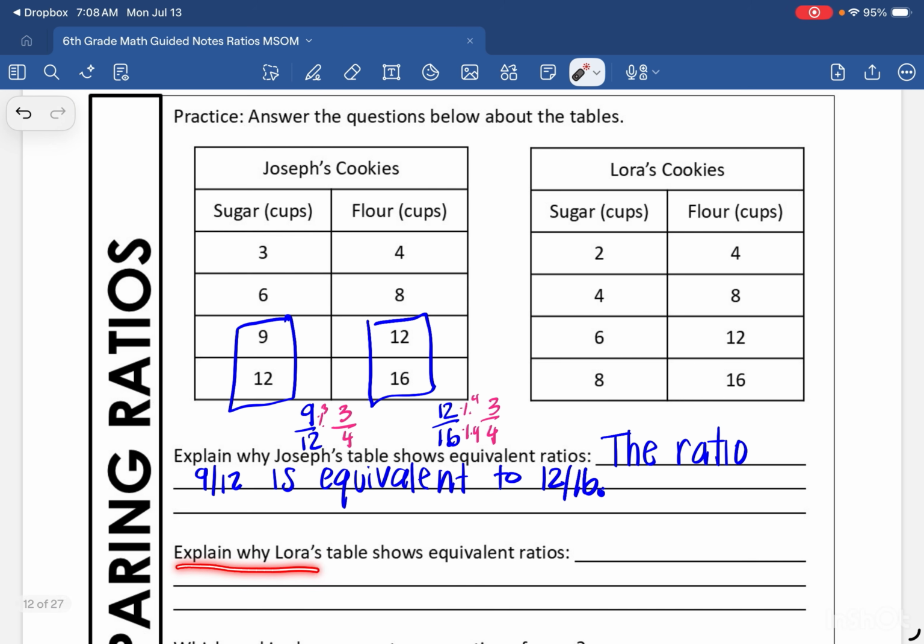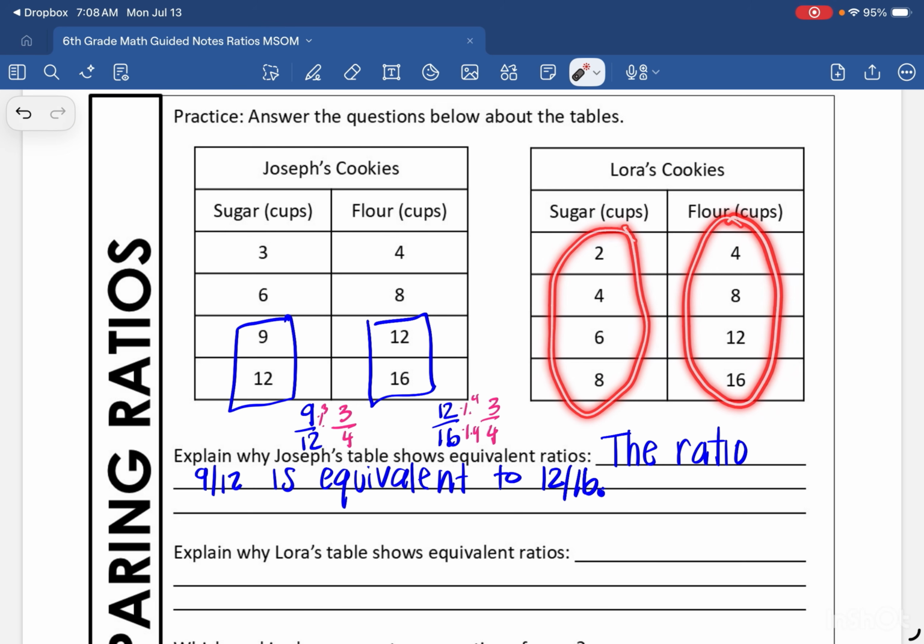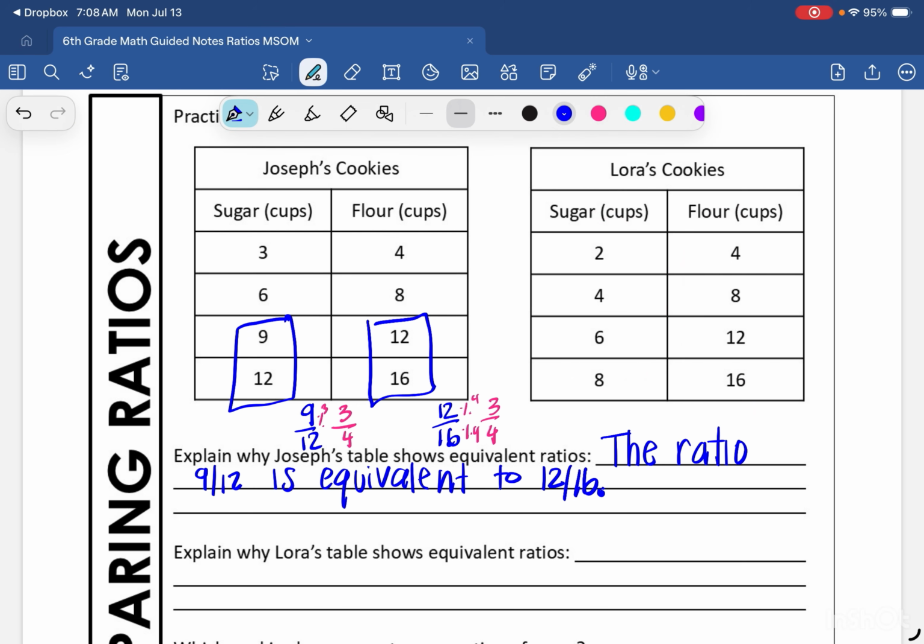Explain why Laura's table shows equivalent ratios. So again, I can reduce any ratios here. I can look for a multiplicative relationship going this way between the rows, or I can see if there's a multiplicative relationship going across between the numbers. I notice that this and this are multiplying by 2 the whole way down. So that shows that the table is equivalent ratios.